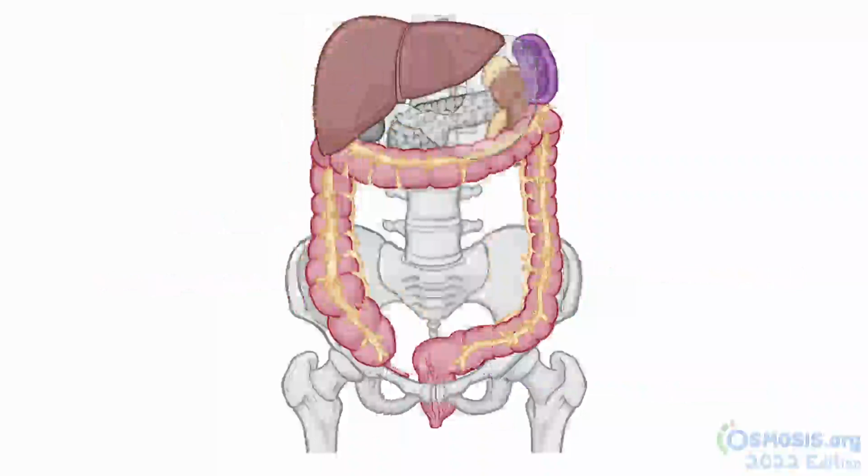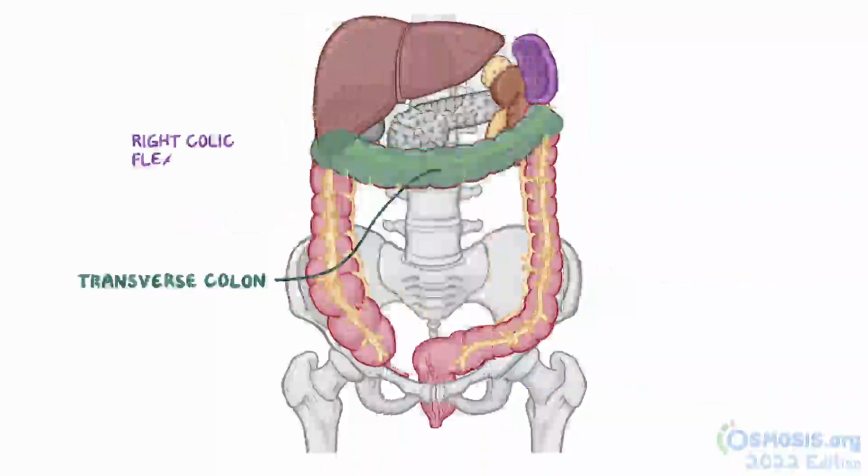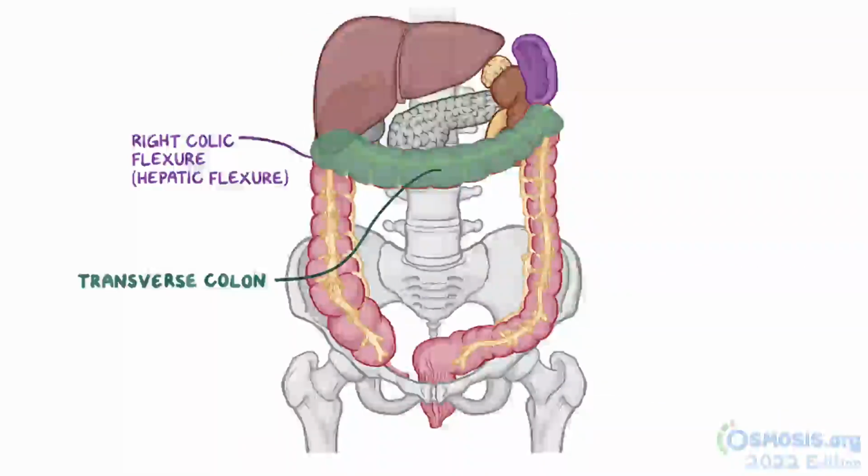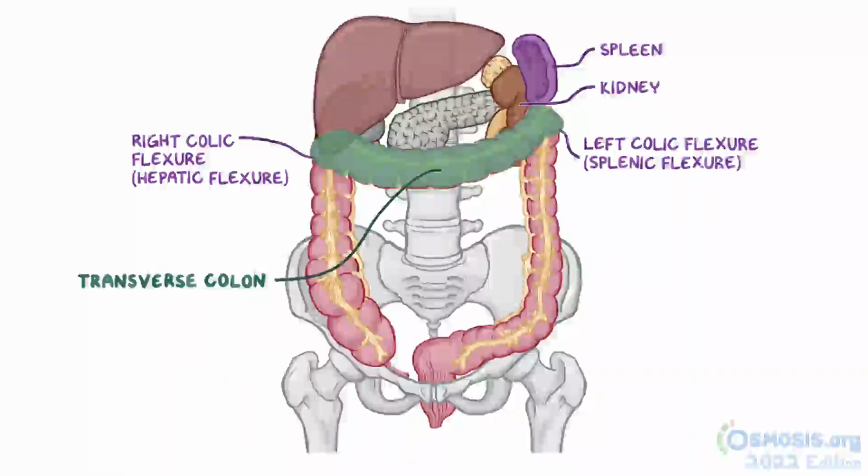Now, after the ascending colon comes the transverse colon, which extends from the right colic flexure, or hepatic flexure, and travels horizontally to the left. Once at the spleen, it turns downwards in front of the lower portion of the left kidney to become the descending colon, and this gives us the left colic flexure, or splenic flexure, which is more superior than the hepatic flexure and has a more acute angle.